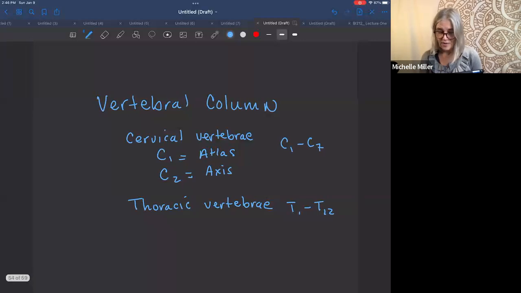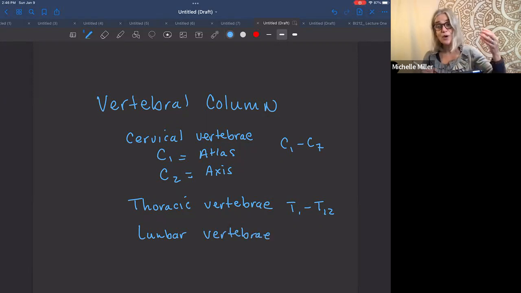Then we have, from the thoracic vertebrae, the lumbar vertebrae. And it's kind of interesting as we go down, we have more weight bearing on these vertebrae. And so they actually get larger. So the lumbar vertebrae are much larger, say, than the cervical vertebrae. So the lumbar vertebrae is L1 through L5. So 5 o'clock, we have dinner.